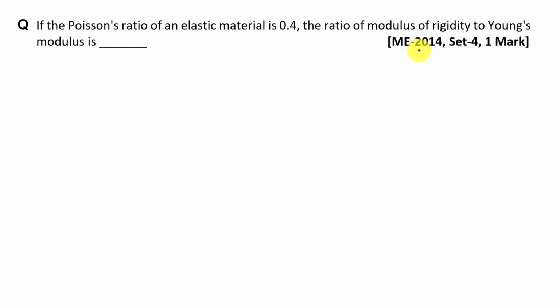Next question is from year 2014 paper set 4. If the Poisson's ratio of an elastic material is 0.4, the ratio of modulus of rigidity to Young's modulus is dash. Here mu is given as 0.4 and we have to find out the ratio of G to E, modulus of rigidity to Young's modulus. Fine.